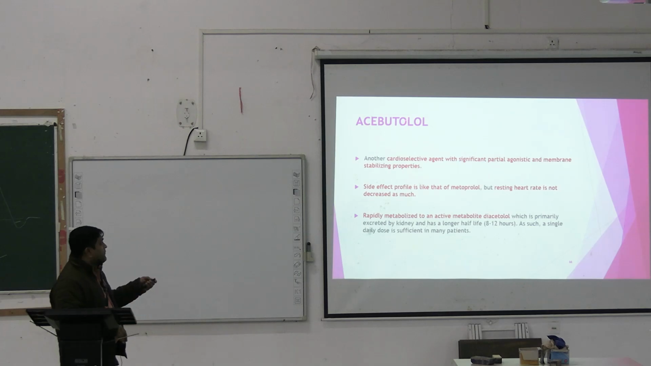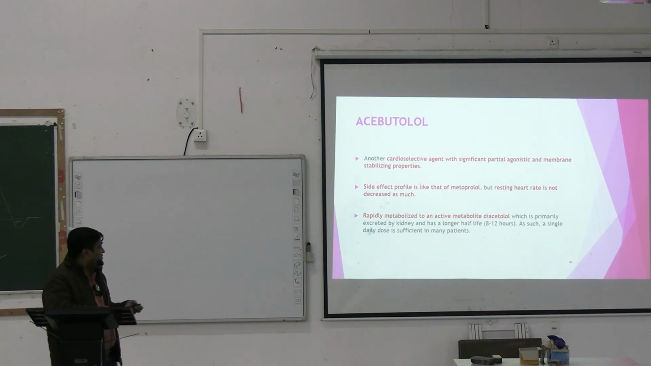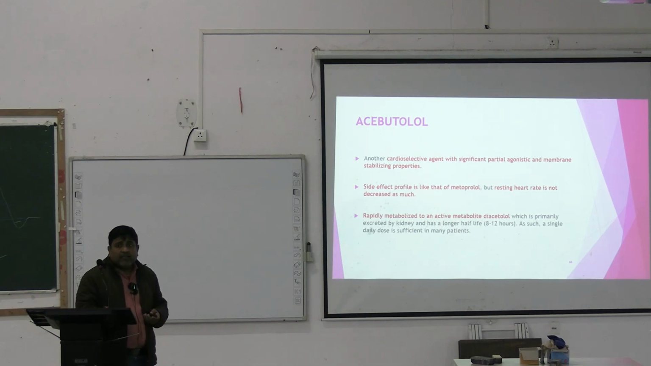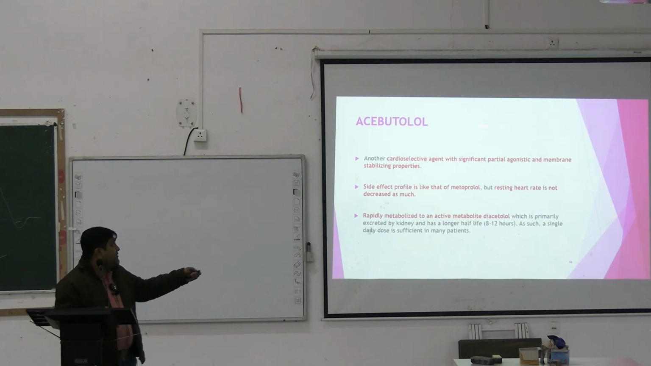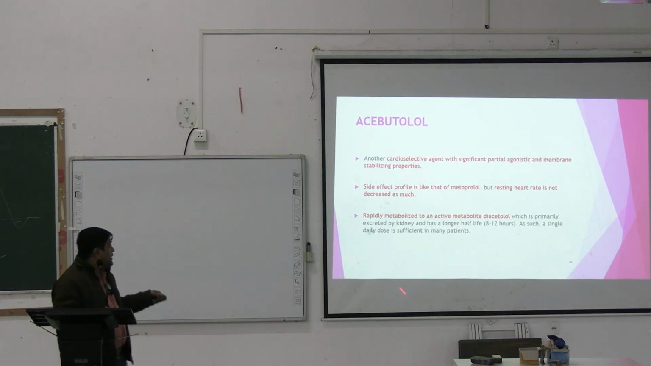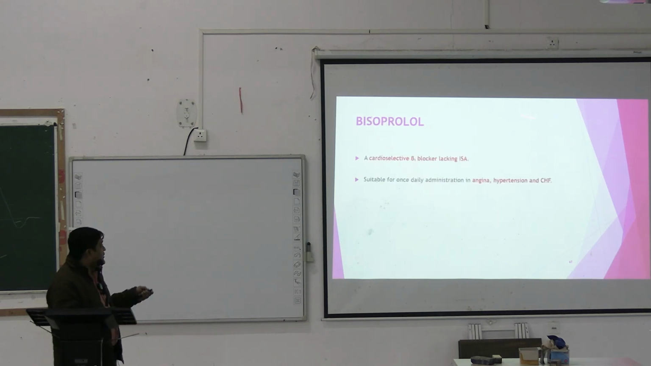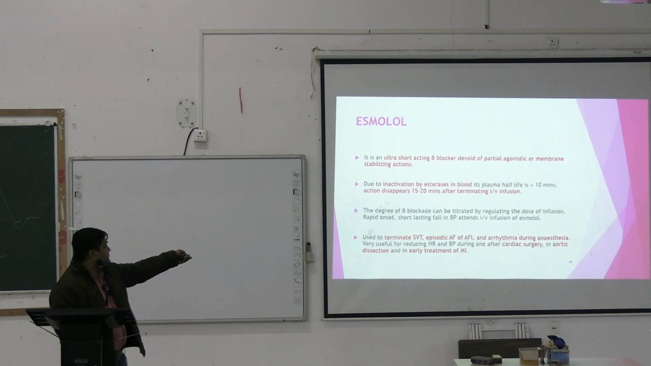Acebutolol, it is basically a cardioselective beta 1 blocker with significant partial agonistic and membrane stabilizing action. Side effect profile is like that of metoprolol, but resting heart rate is not decreased as such. Why? Because of prominent intrinsic sympathomimetic activity. Rapidly metabolized to an active metabolite diacetolol. Bisoprolol is a cardioselective beta 1 blocker lacking intrinsic sympathomimetic activity, with a role in angina, hypertension, congestive heart failure.